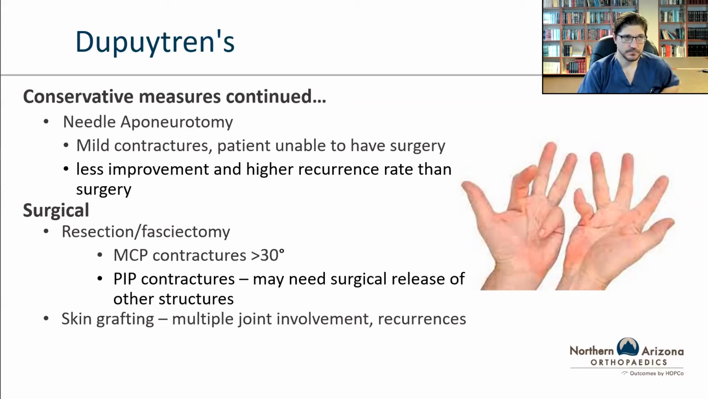The mainstay of surgical options are resection and fasciectomy. There are various different approaches that have evolved over the decades, but currently the fasciectomy is most commonly performed. These are indicated for significant contractures. And if the other joints are affected in the fingers, oftentimes we have to do something to those to release those structures. Occasionally, when there's a lot of fingers involved, or this is a revision or repeat surgery, we have to do some skin grafting or other types of procedures.